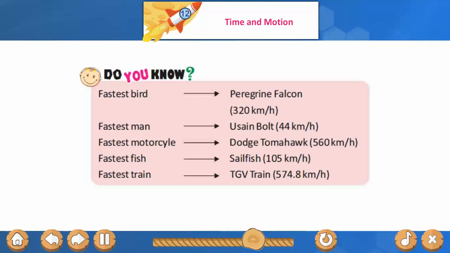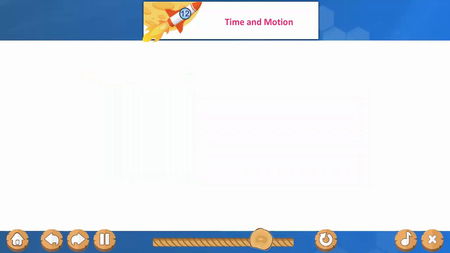Do you know the fastest bird? Peregrine falcon, 320 km per hour. Fastest man? Usain Bolt, 44 km per hour. Fastest motorcycle? Dodge Tomahawk, 560 km per hour. Fastest fish? Sailfish, 105 km per hour. Fastest train? TGV train, 574.8 km per hour.